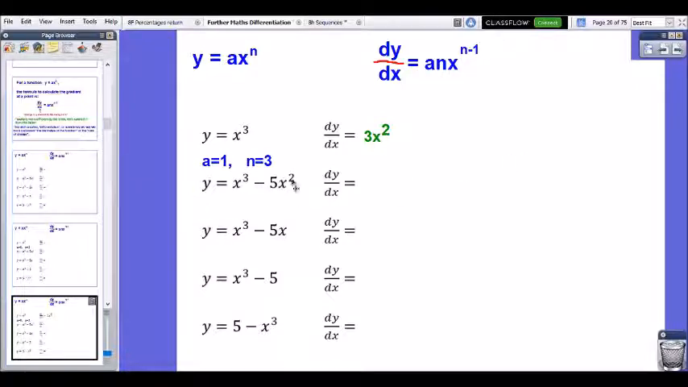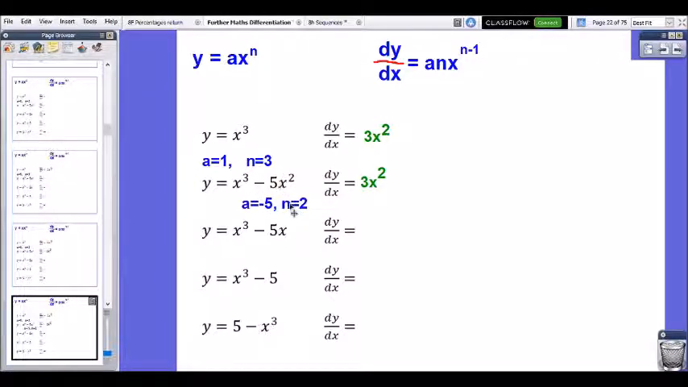Let's take this next equation, y equals x cubed minus 5x to the power of 2. When you have multiple terms in an equation, you just do this step by step. So you just do them one after the other. We've already differentiated x cubed, so I'm going to just put that down as 3x squared. We're happy with that bit. Now let's take the next term. What would the value of a be? Would it be 5 or negative 5? It's going to be negative 5, so don't forget the minus, and my power, my n, is 2 in this case. So just taking this term, a would be negative 5 and n would be 2.